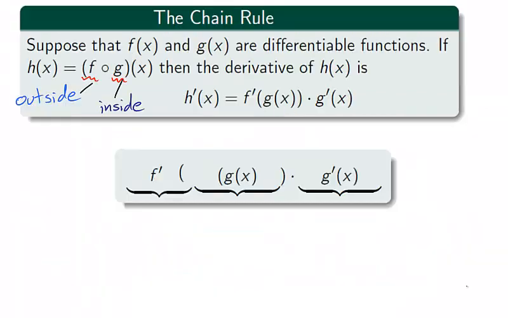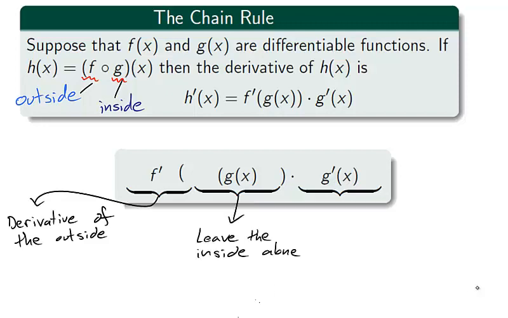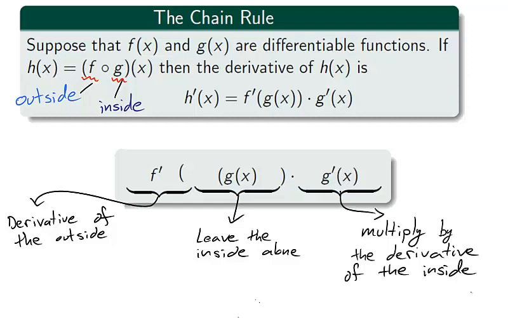The chain rule describes how to take the derivative from the composition of f and g. We will call f the outside function and g the inside function. And the chain rule can be described as taking the derivative of the outside, being sure to leave the inside alone, and then you multiply by the derivative of the inside.